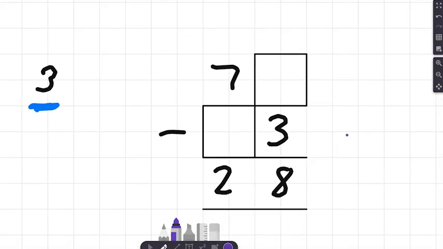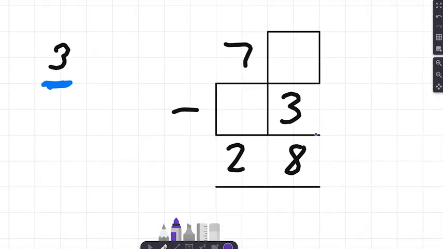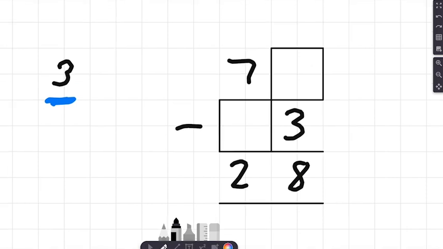On to question 3. Now here we have a slight challenge because, again, if we start with the units, something take away 3 gives us 8. And if we go with our maximum digit, we've got 9. We can't put anything more than a 9 in here. 9 take away 3 is only 6. So how do we get an 8 in the units column? There must be some regrouping or exchanging happening here.